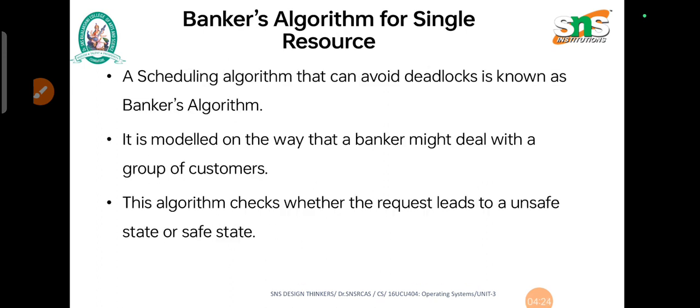Next is the Banker's algorithm for a single resource. The scheduling algorithm that can avoid deadlocks is known as the Banker's algorithm. It is modeled on the way that a banker might deal with a group of customers. This algorithm checks whether the request leads to a safe state or an unsafe state.